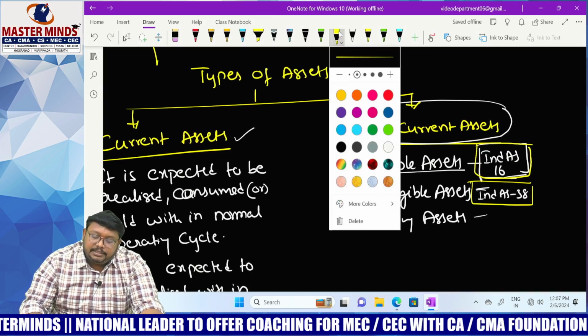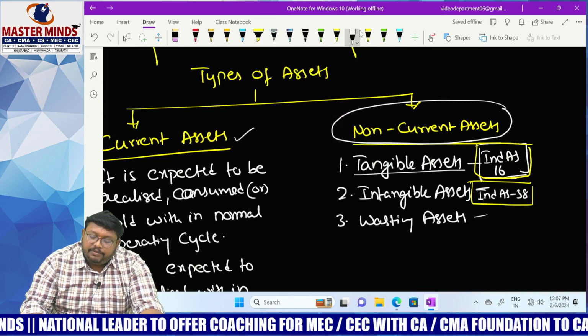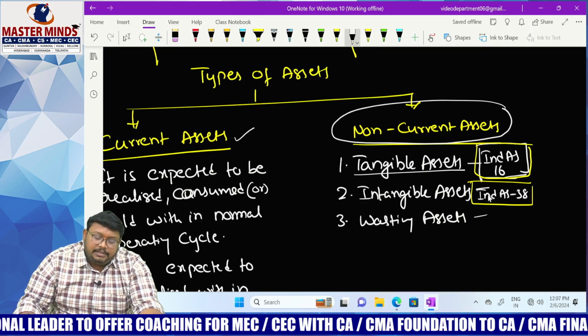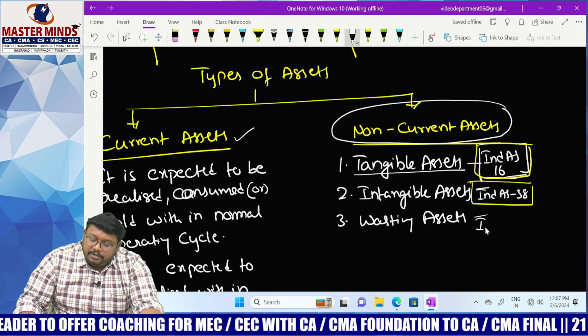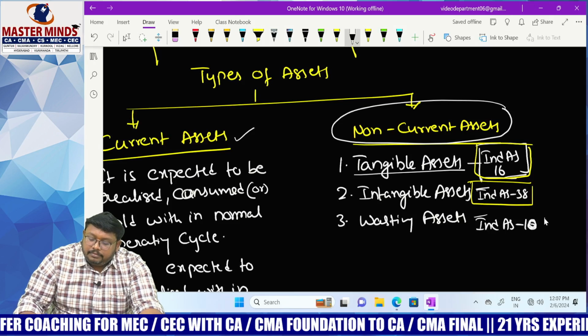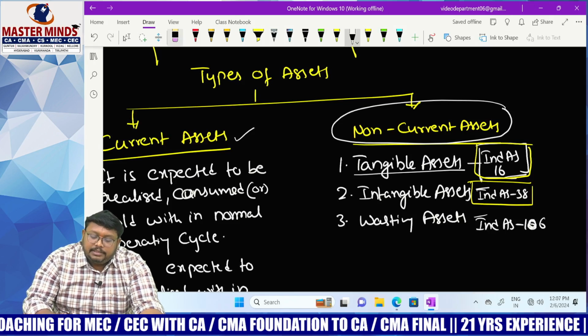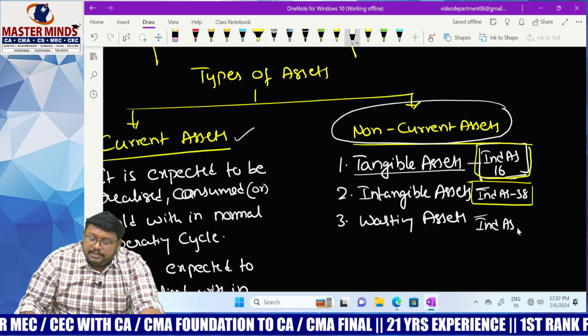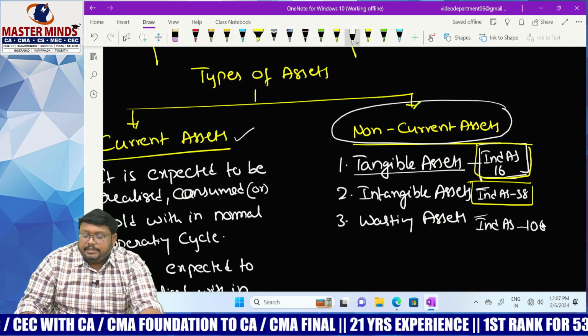For wasting assets, are there any other standards? Yes. For wasting assets like mines and extraction of minerals, we have a separate standard called Ind AS 106.